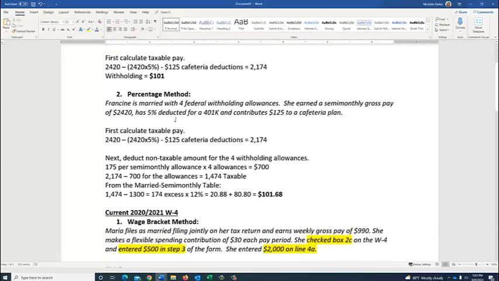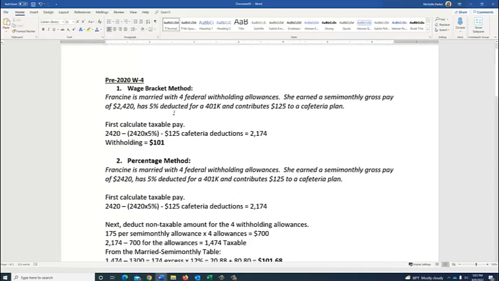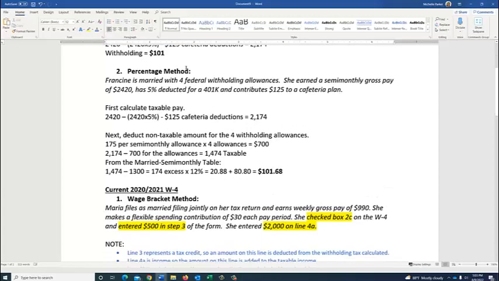Okay, now let's move to the percentage method. We're going to use the very same information, and we will calculate the exact amount of her withholdings. You know, the wage brackets simply give you an average type of withholding. So when we calculate the withholding with the percentage method, we should get something very close to this 101. Okay, so we already know that her taxable pay is $2,174, but this time we're going to go over to the percentage tables to calculate her withholding.